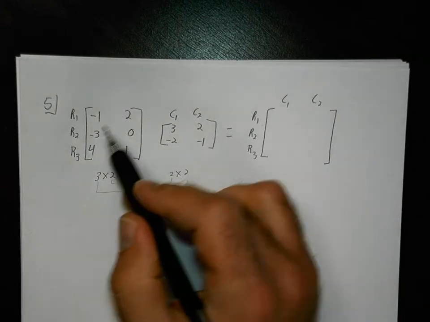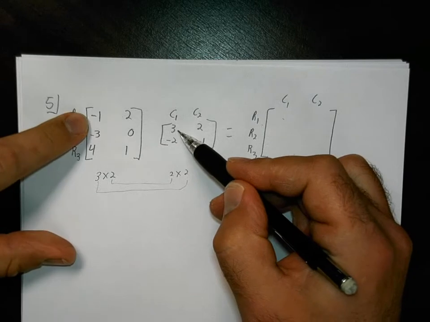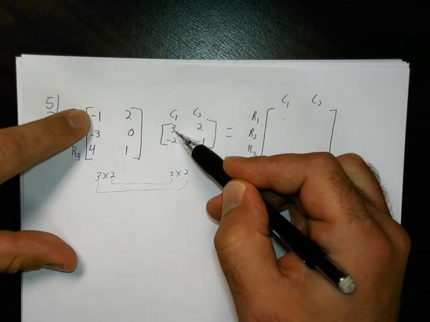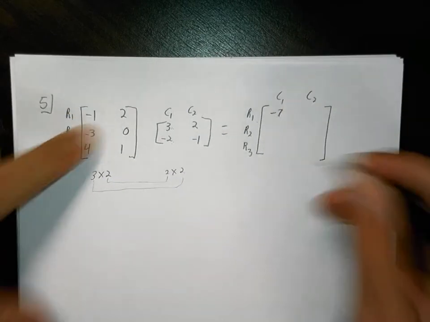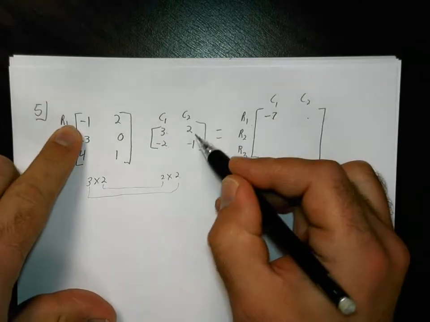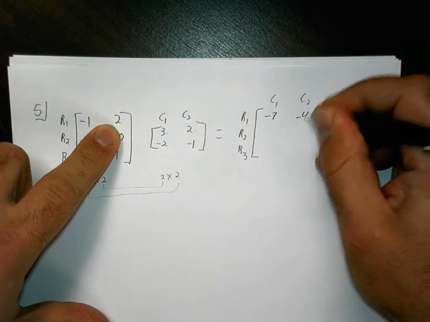without writing them out. So I'm going to take row 1 times column 1 to put here. So I've got negative 1 times 3 and a 2 times negative 2. So I get negative 3, negative 4 is negative 7. Okay, row 1, column 2, negative 2 and a negative 2 is a negative 4.